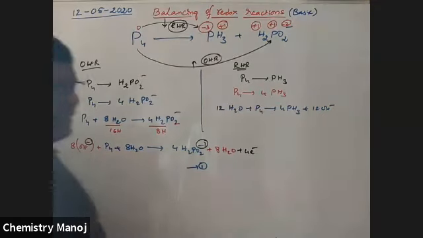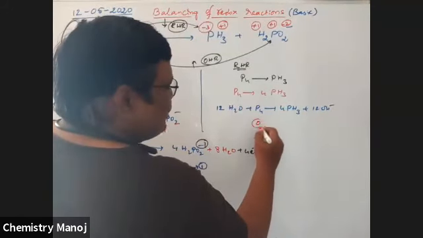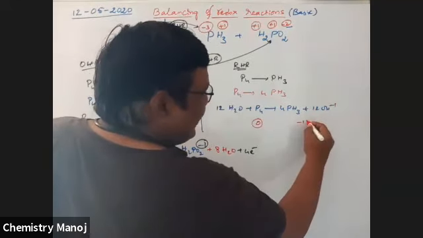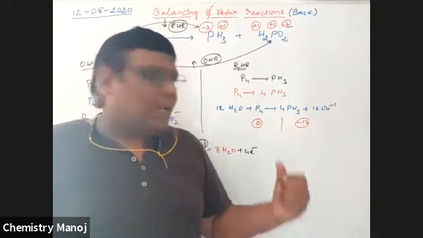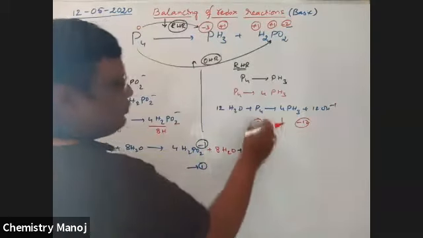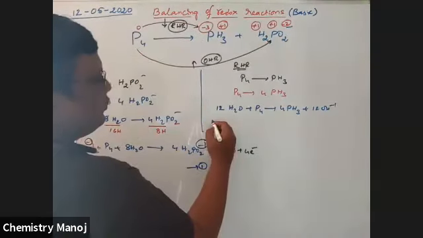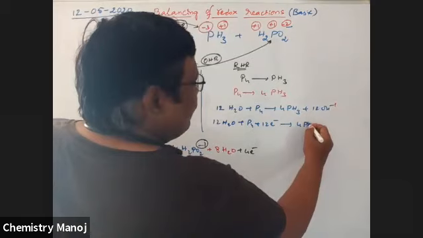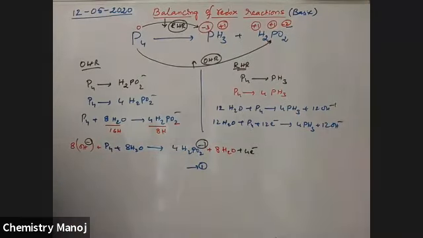Now charge balancing. Here charge 0. Left side charge 0. Right side, it is 12 into minus 1, minus 12 on the RHS. So in which direction should the 12 electrons go? On the LHS, minus 12 here. That is 12 electrons here. So now 12 H2O plus P4 plus 12 electrons gives 4 PH3 plus 12 OH minus. Now electrons are balanced. Charge balanced.